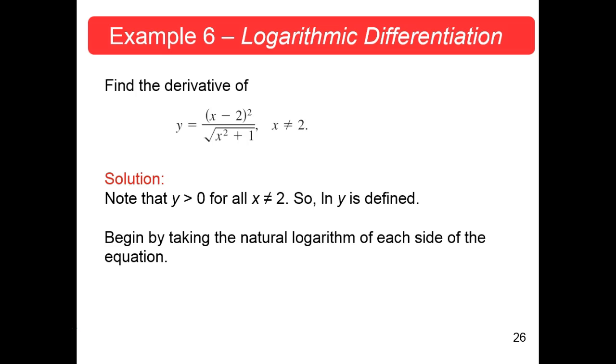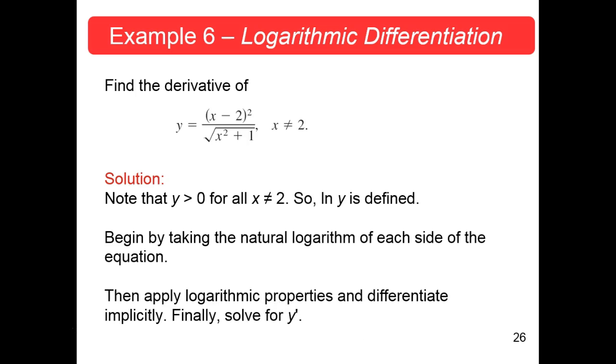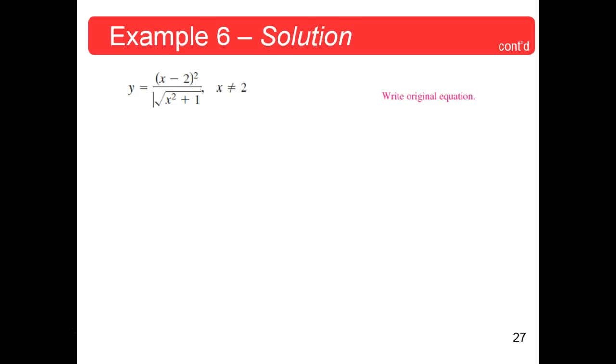Begin by taking the natural log of each side of the equation. Then apply the logarithmic properties and differentiate implicitly. Solve for y prime. Now that is strange. What I mean by strange is, what is this vertical line doing there? I see no purpose in it. I guess it's just a typo. So that's not the original equation. It doesn't need a vertical line there, but it's not doing anything, so just ignore it.